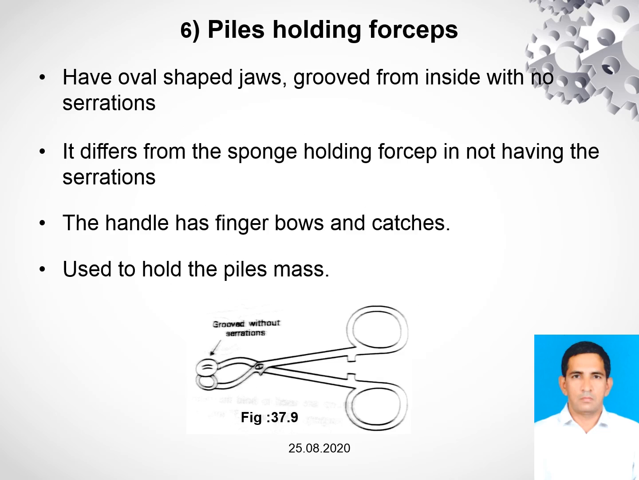Piles holding forceps have oval shaped jaws grooved from inside with serrations. It differs from the sponge holding forceps in not having the serrations. The handle has finger bowls and catches used to hold the pile mass.